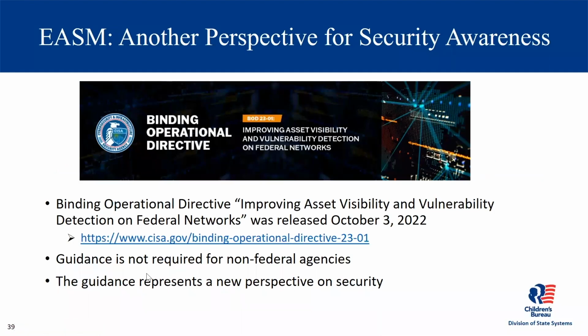So earlier this year, the Cybersecurity and Infrastructure Security Agency, the agency that Spencer had mentioned, released a directive entitled Improving Asset Visibility and Vulnerability Detection on Federal Networks, in around October. I provided the link there for those who might be interested. It's important to note, and everyone should hear, that this guidance is not required for non-federal agencies. But the reason we wanted to talk about it today is that we think that guidance represents a new perspective that will be of interest, and you'll be hearing much more about it in the future.